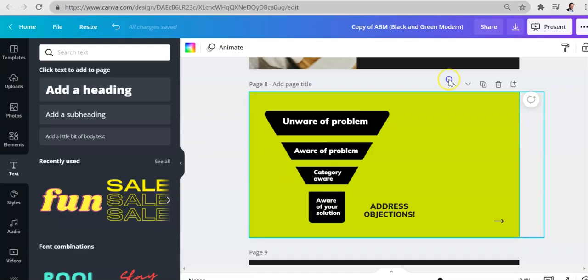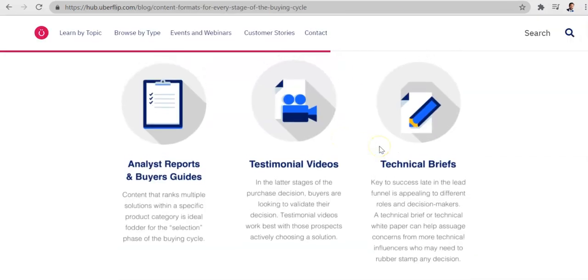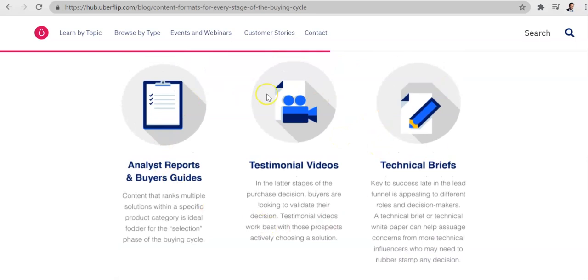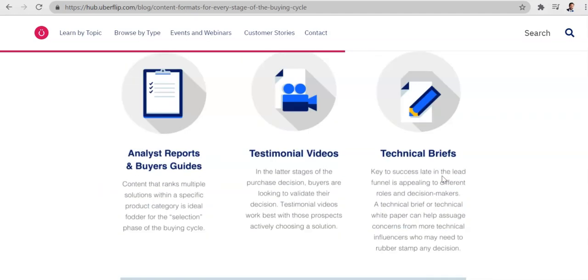Now, if you're targeting people using intent data, then you know that they're in market for solutions. They're probably pretty close to the bottom of the funnel here, which means that the starting point of marketing content is really this type of stuff. Analyst reports and buyer's guides, testimonial videos from customers who advocate your product, and technical briefs. So I recommend starting here.